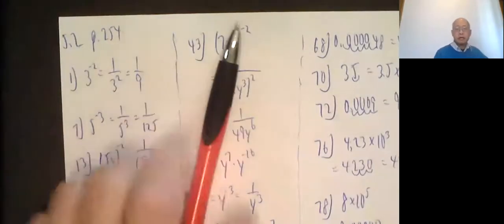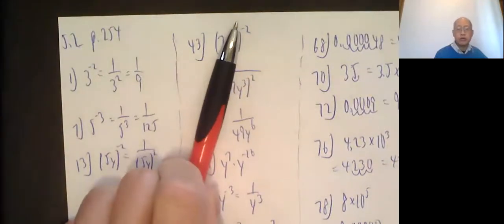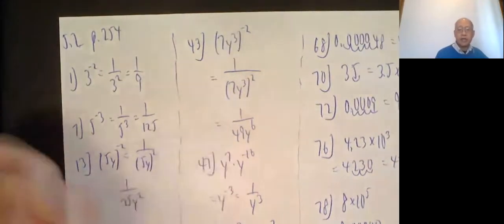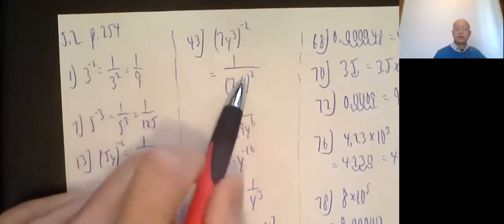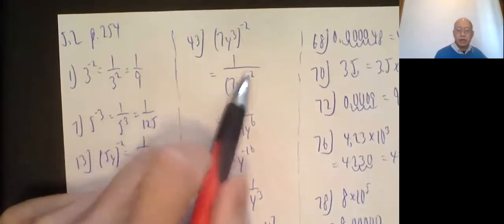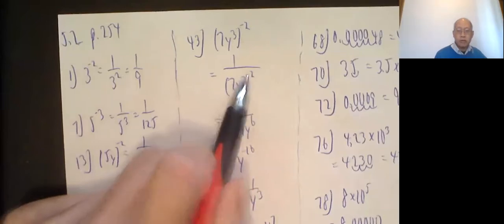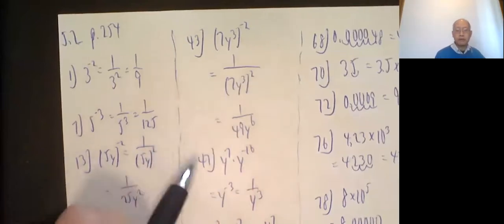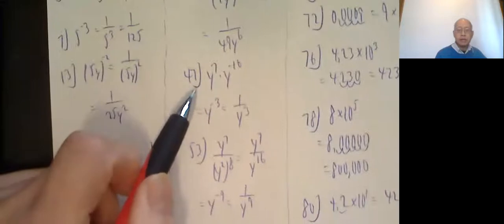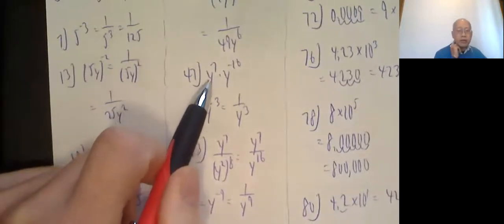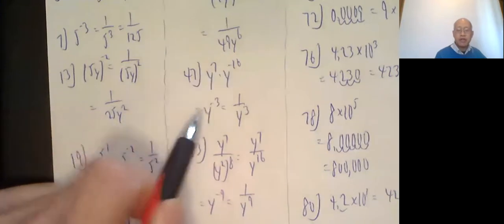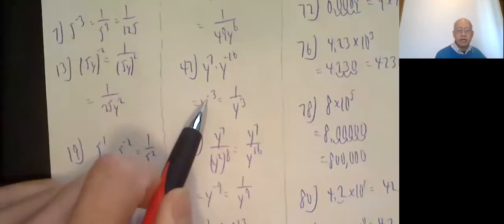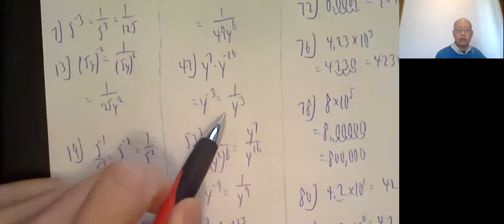Number 43, something to the negative 2 means make it a positive 2 in the denominator. So 1 over 7y cubed, squared. 7 squared is 49. y cubed squared, I multiply 3 times 2, so y to the 6th power. Number 47, y to the 7th times y to the negative 10. Add the exponents. 7 plus a negative 10 is a negative 3. And y to the negative 3 we now know means 1 over y cubed.